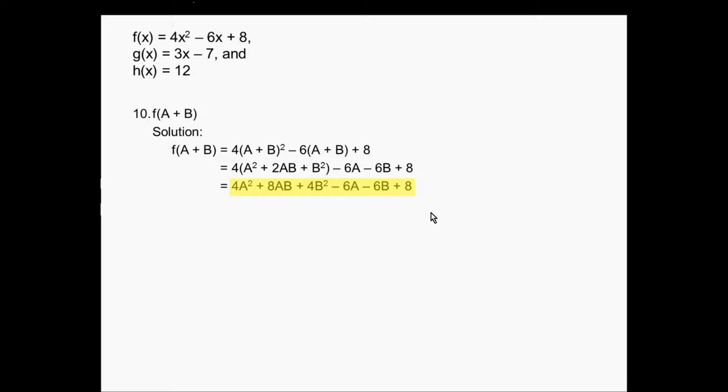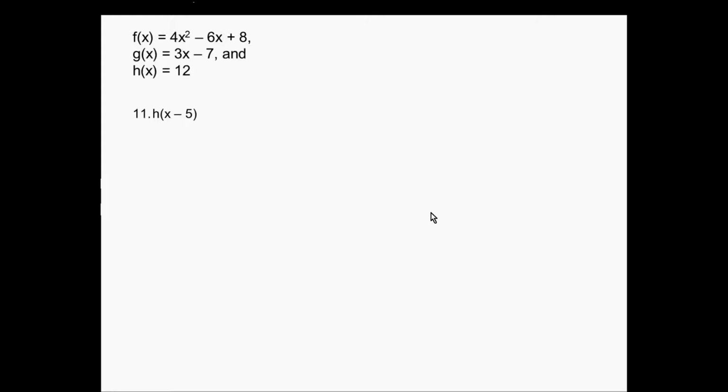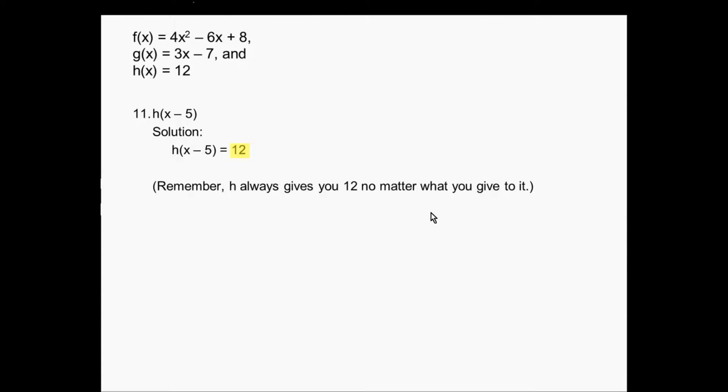What if I have a letter and a number? Okay, now, my letter and number, I didn't pick the best function since h is a constant valued function. So h of x minus 5, again, there's no x in the formula. I just get back 12 again.